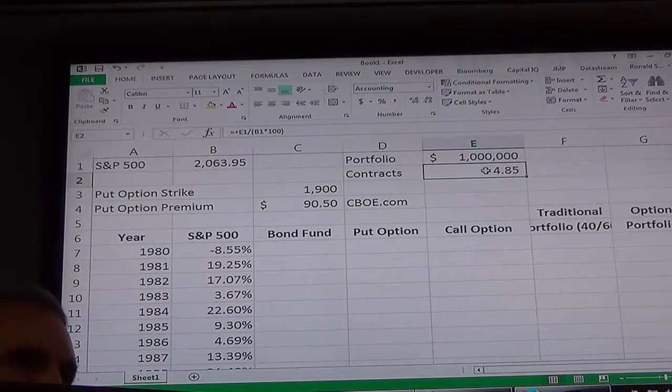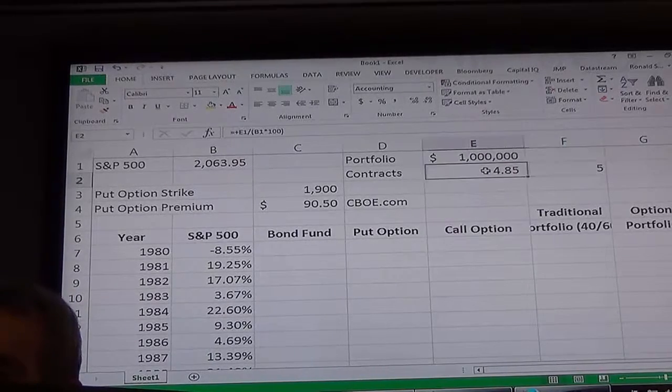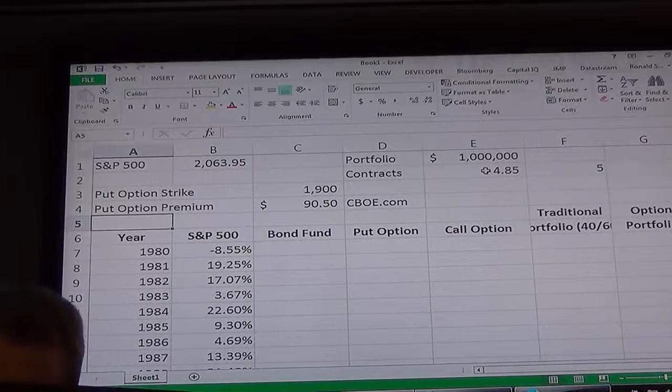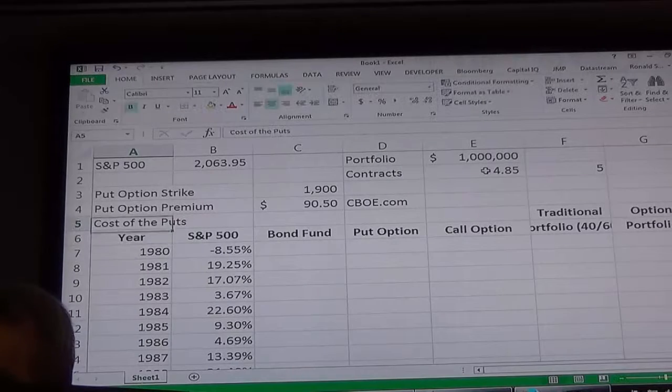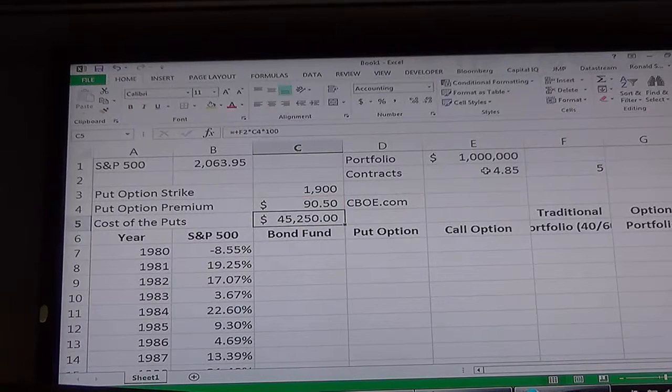Can we buy 4.85 contracts? No, we can only buy 4 or we can buy 5. So how many contracts do you think we're going to buy? We can buy 5 contracts. So the cost for puts is going to be 5 times 90.50 times 100, because everything's times 100, so it's going to cost us $45,000 to put those puts in there.